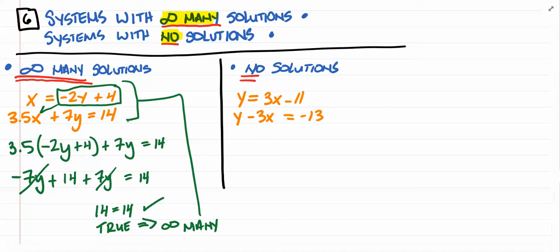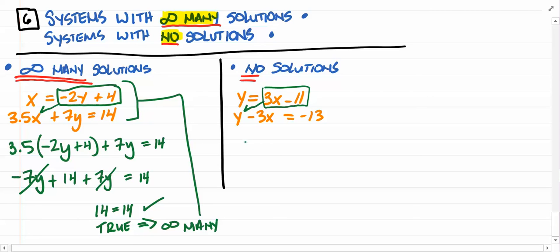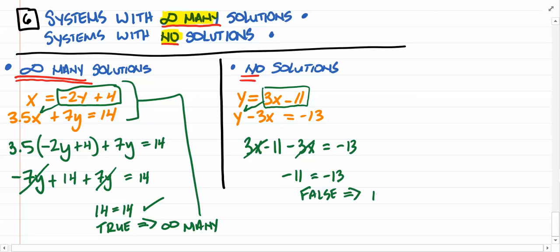Now let's compare that to this other one over here with no solutions. Notice that y is equal to 3x minus 11. So I'm going to go ahead and substitute that into my second equation. So 3x minus 11 minus 3x is equal to negative 13. Well, you can see that 3x minus 3x cancels out, leaving me with negative 11 is equal to negative 13. Well, that's totally false. And if we get a false statement, that would imply that the system has no solution. So that means that this original system has no solution. Their lines would never cross.